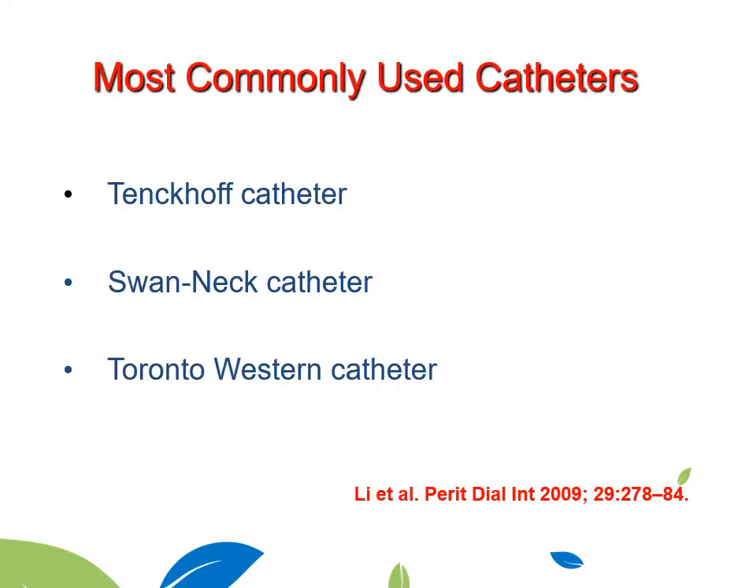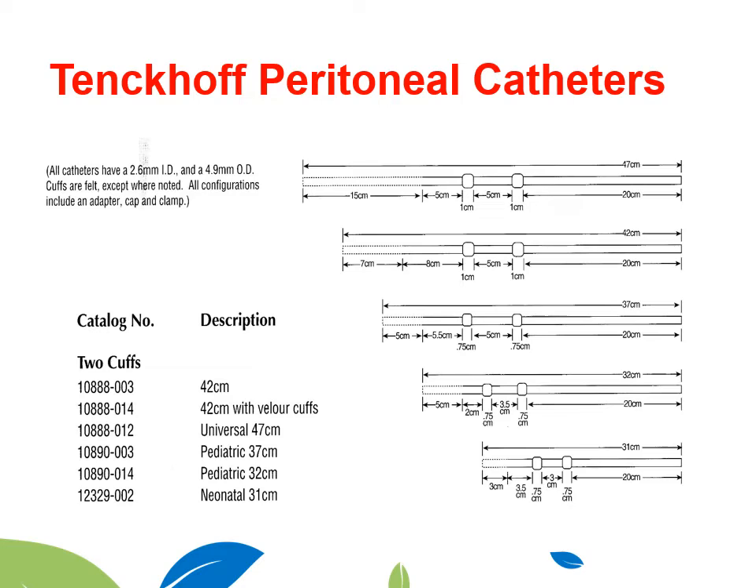However, after all these kinds of catheters, the most commonly used catheters currently are the Tenckhoff catheter, the straight one or the coiled one, the swan neck catheter, and the Toronto Western catheter. The Tenckhoff catheter has different sizes, starting from the neonatal size, which is 31 centimeters, up to the universal size that we usually use, 47 centimeters long.